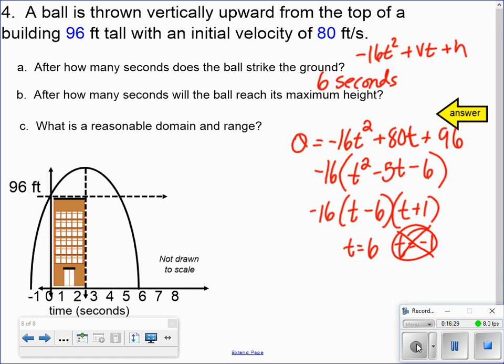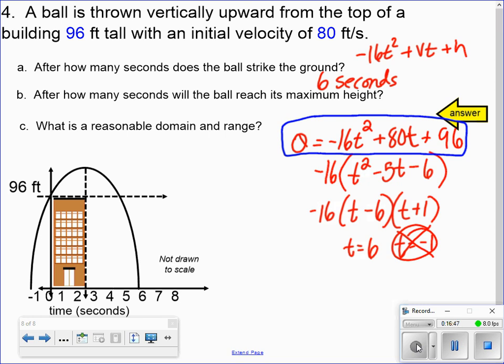After how many seconds would it reach its maximum height? Well, I would take my equation right here, and I would find the vertex using what we did with standard form, which is using the axis of symmetry to find that.